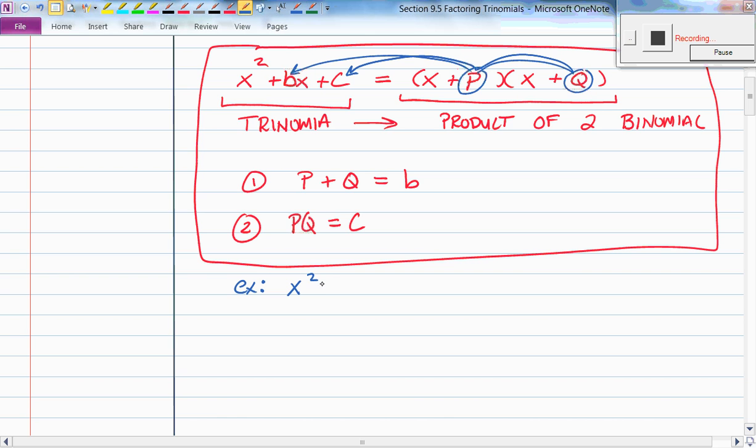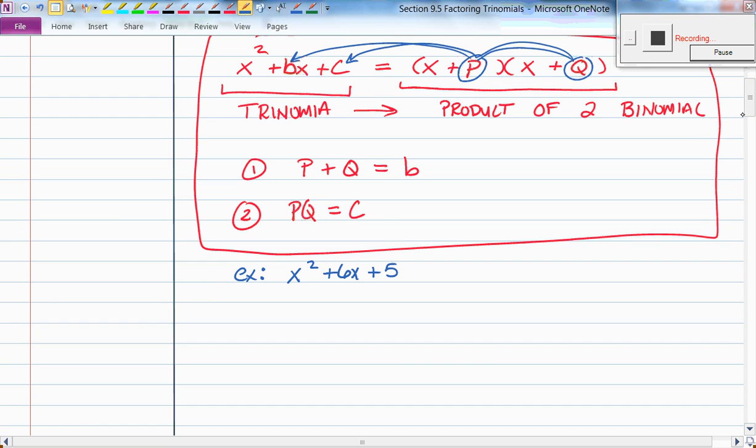X squared plus 6x plus 5. Is this a trinomial? Yes or no? Yes, it is. Is the leading coefficient a 1? Yes, it is. So we know that it can factor to the product of two binomials in the form of x, x, and we have to solve for p and q. And in this particular case, it would be plus 5 and plus 1. And we can check. I don't expect you to know how I got that just yet.